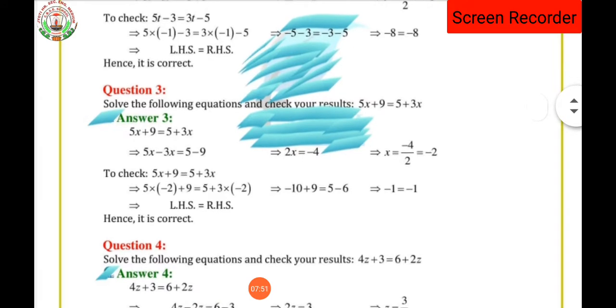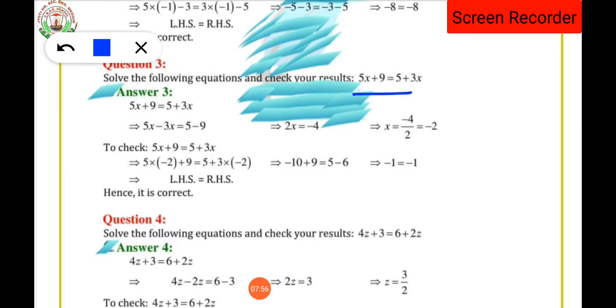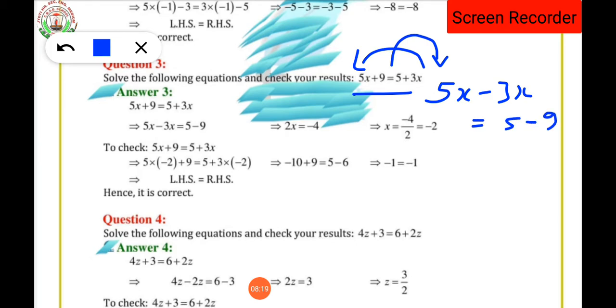Let's see question number 3. In question number 3, what is the equation we are having? That is 5x plus 9 is equal to 5 plus 3x. So here 3x will move from the right hand side to the left hand side and plus 9 will move from the left hand side to the right hand side. So the equation will become 5x minus 3x is equal to 5 minus 9. Clear? Then 5x minus 3x will become plus 2x, as 5 is a greater number than 3 and 5 is positive. So the positive plus sign will come in the answer. Here it will become minus 4.